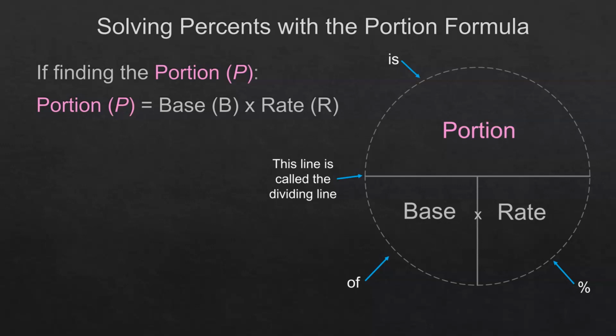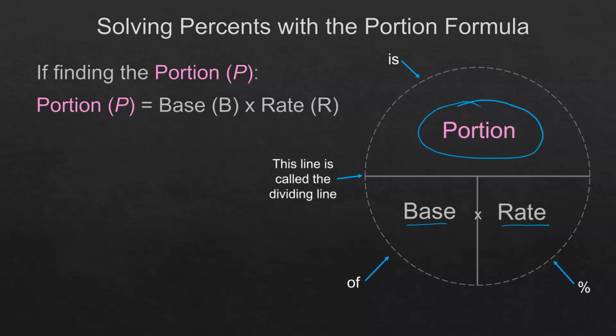And so whenever you're setting this up, the circle is really handy because it helps you know whether you're going to be multiplying or dividing, and even what you're going to be dividing or multiplying. So whenever we're finding the portion, notice that's this pink part right here, right? When we're finding the portion, then we simply take the base times the rate. And in that case, that's probably the easiest one that we'll be working with.